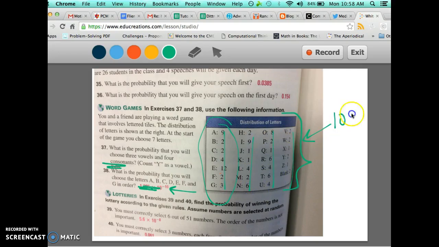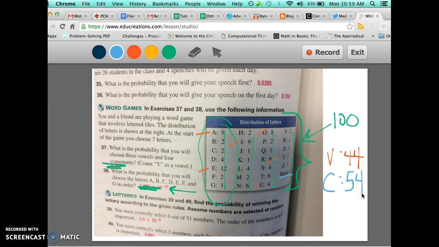There's 100 tiles. Then you have to add all the vowels together. So A is 9, E is 12, I is 9, O is 8, U is 4, and Y is 2. Add that all together and you get vowels are 44. And since the total letters are 100 and there's 2 blanks, the vowels plus consonants must be 98, so consonants must be 54.